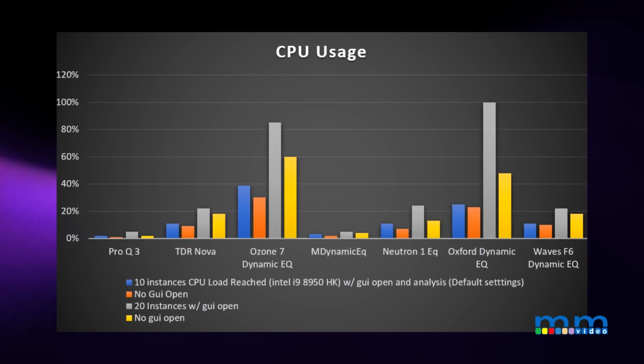Now, I did one with 10, then I did one with the GUIs open, but who's going to have 10 GUIs open? So then I closed them all and measured that. And then I did it again with 20 with the GUI open and then 20 with them closed. There was only one that I couldn't load all 20 with the GUI open. That was the Oxford Dynamic EQ. Might have been just my computer, but it continually crashed after about 13. And so I gave up on that. But if I did it with the GUIs closed, I could load all 20.